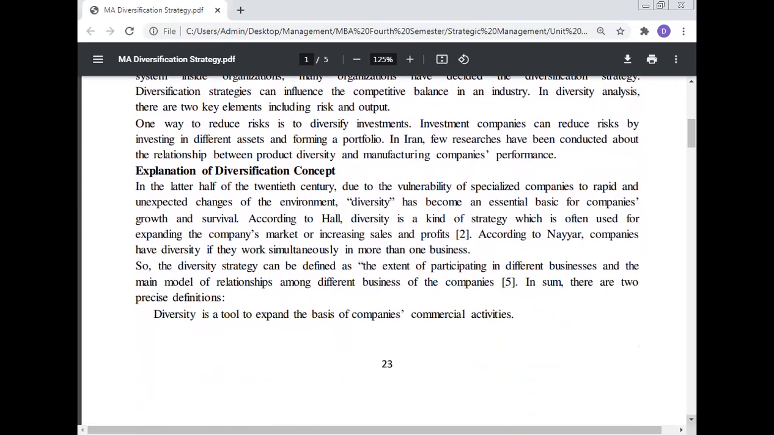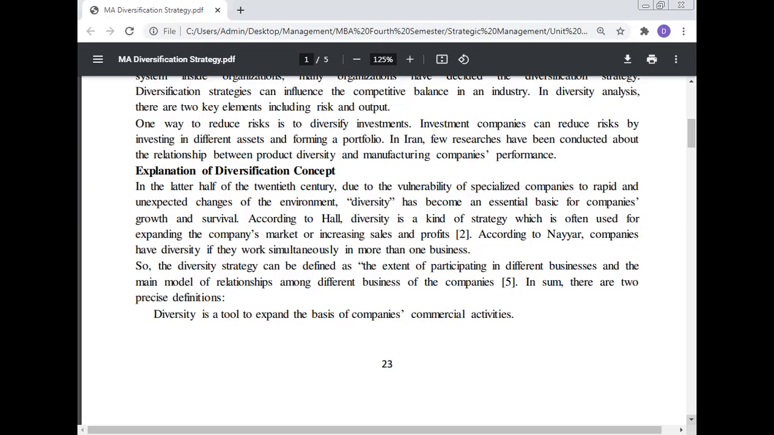Explanation of the diversification concept. In the later half of the 20th century, due to the vulnerability of companies to rapid and unexpected environmental change, diversity has become essentially basic for the company's growth and survival.